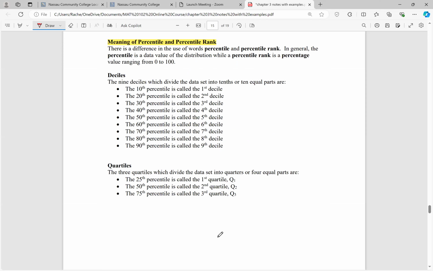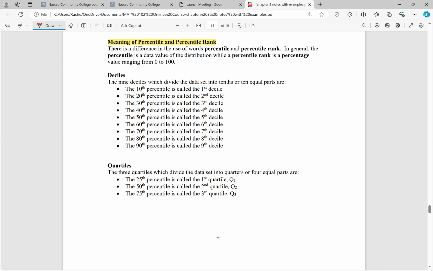So there is a difference in the use of the words percentile and percentile rank. In general, the percentile refers to the actual data value, while the percentile rank is the percentage value that ranges from 0 to 100, like I was explaining before.